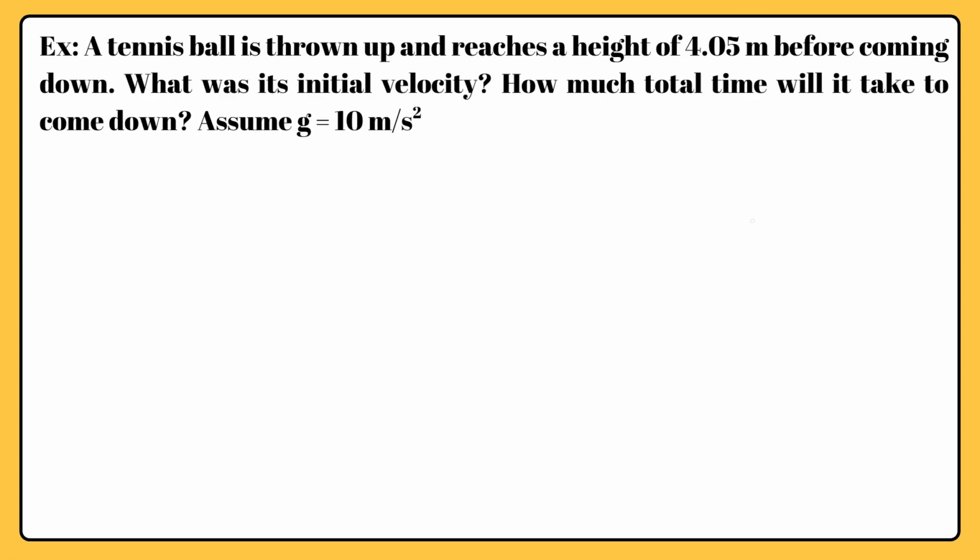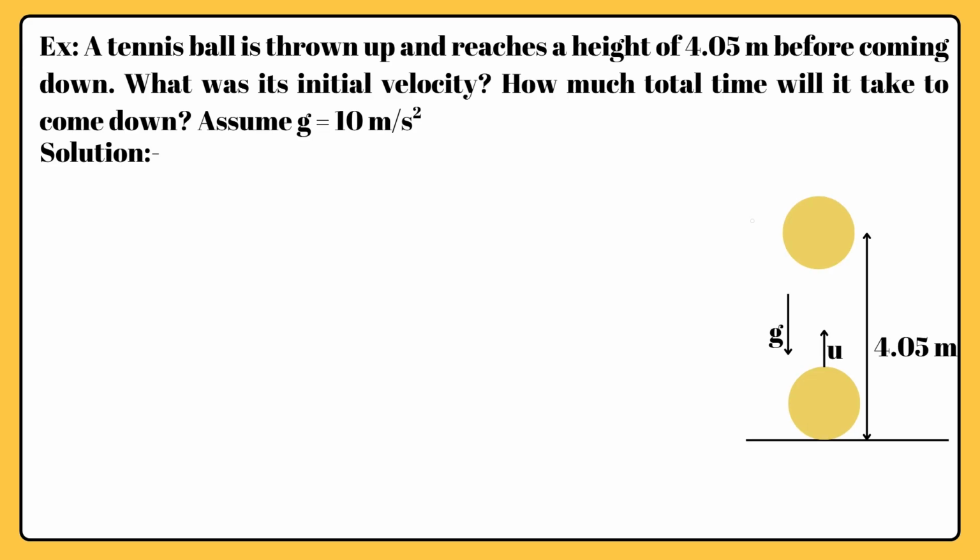Next, let us look at another example. A tennis ball is thrown up and reaches a height of 4.05 meters before coming down. What was its initial velocity? How much total time will it take to come down? As always, let us start by drawing a figure to understand the question better. We have a tennis ball here which was initially on ground. When the ball is thrown up, the ball goes to a height of 4.05 meters.